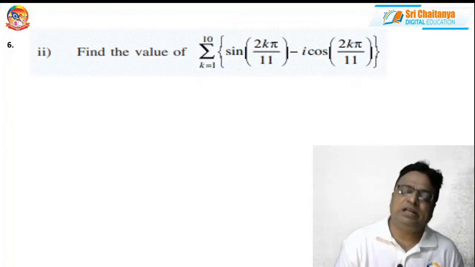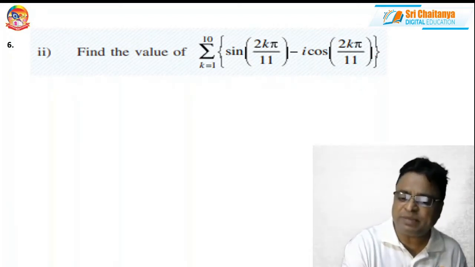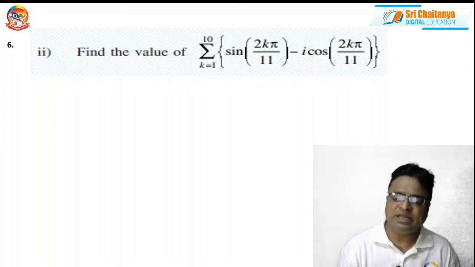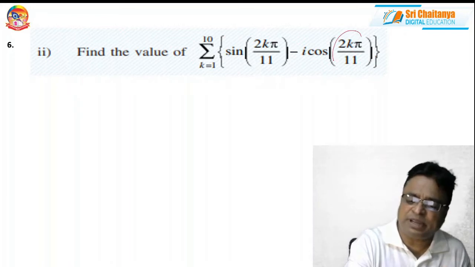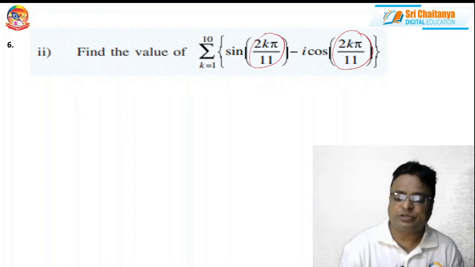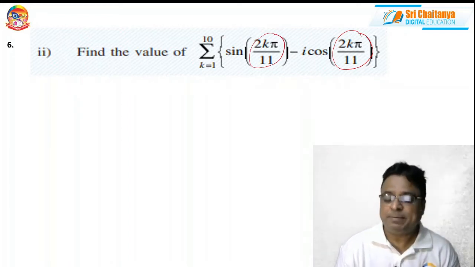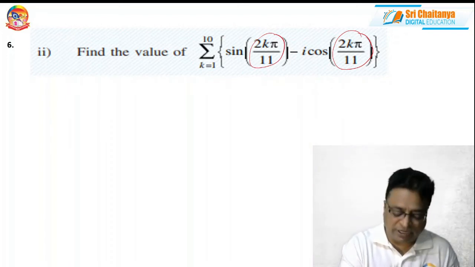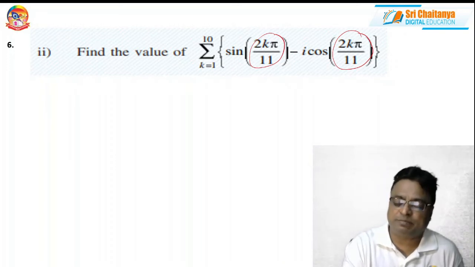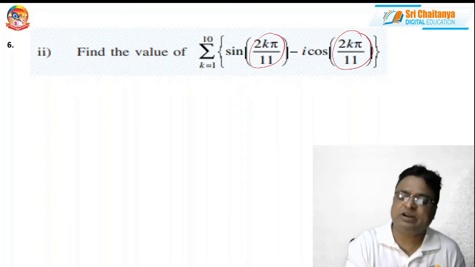Find the value of sigma k equal to 1 to 10 of sin 2k pi by 11 minus i cos 2k pi by 11. Immediately on looking at this question, the term is the angle in between sin and cos. So this is the concept of 11th roots of unity. But it is not in my standard format, because whenever we express any complex number in polar form, first cos should be there, then only i sin. So this is not in the standard format.